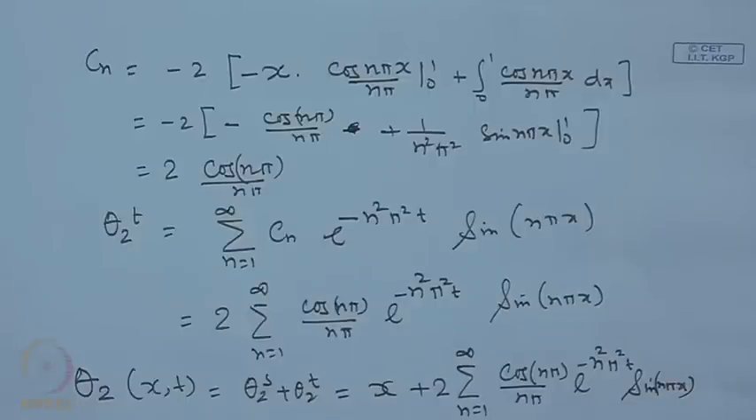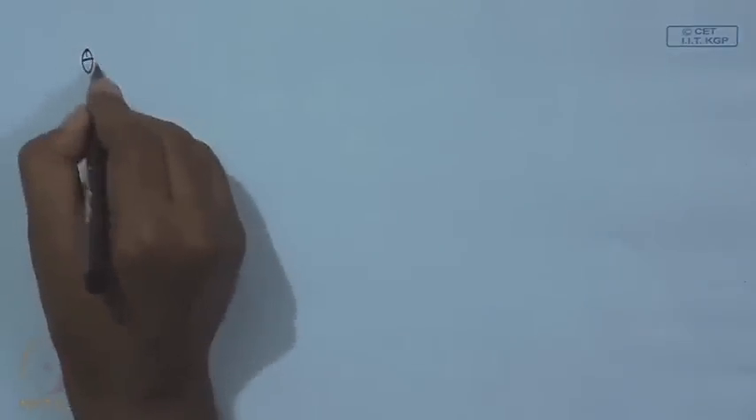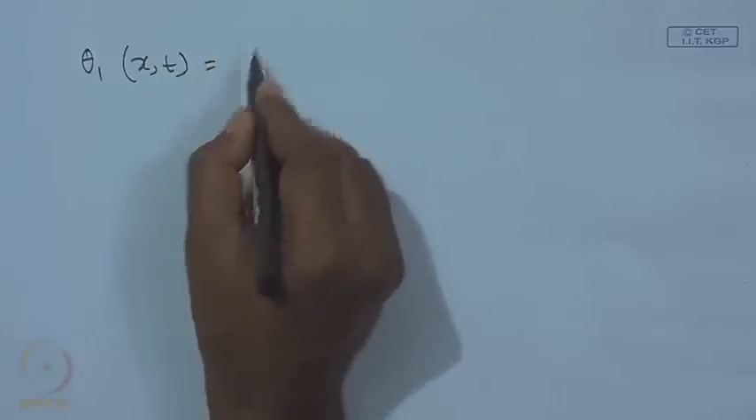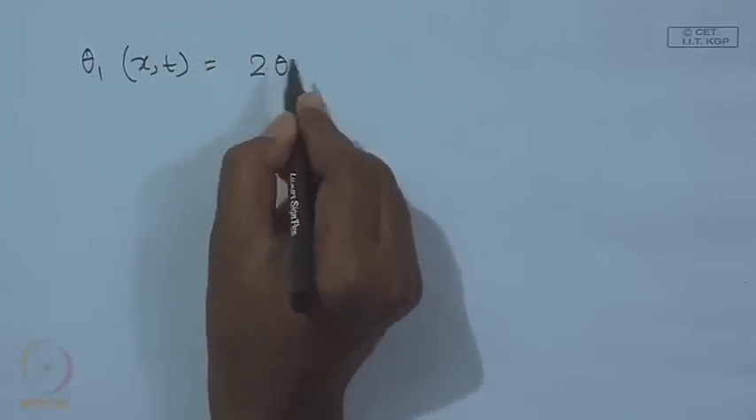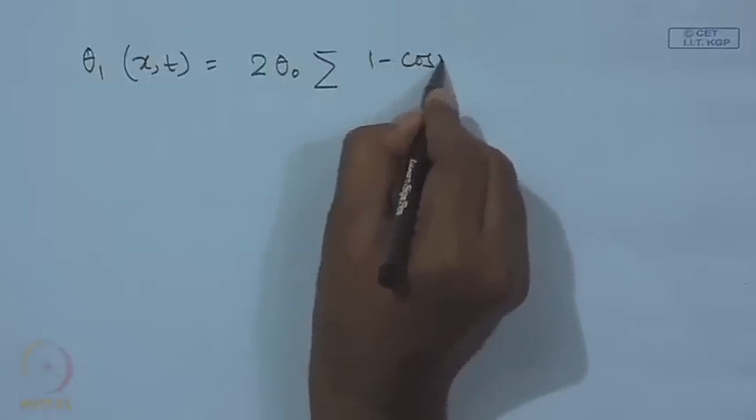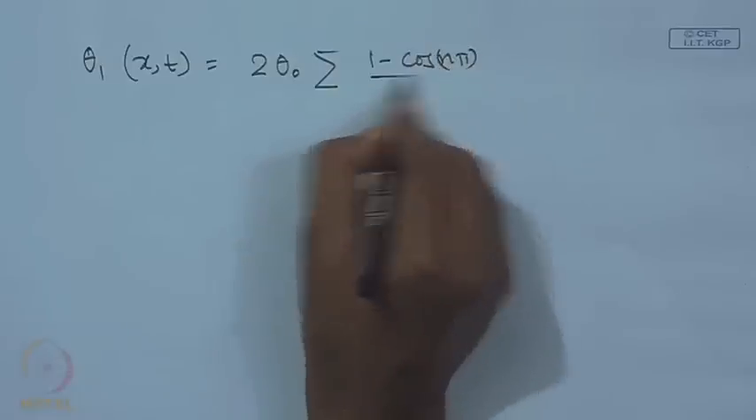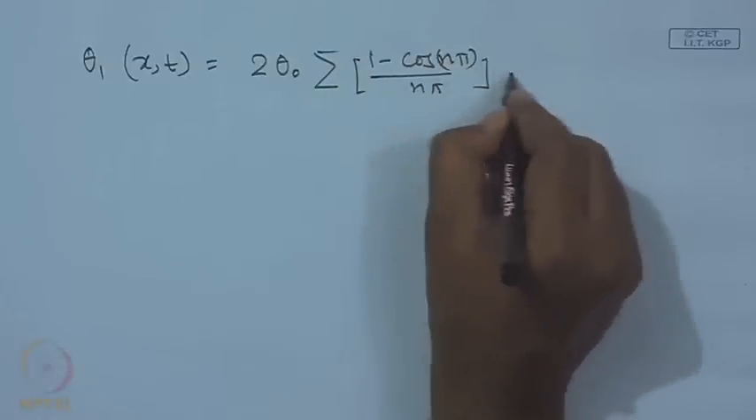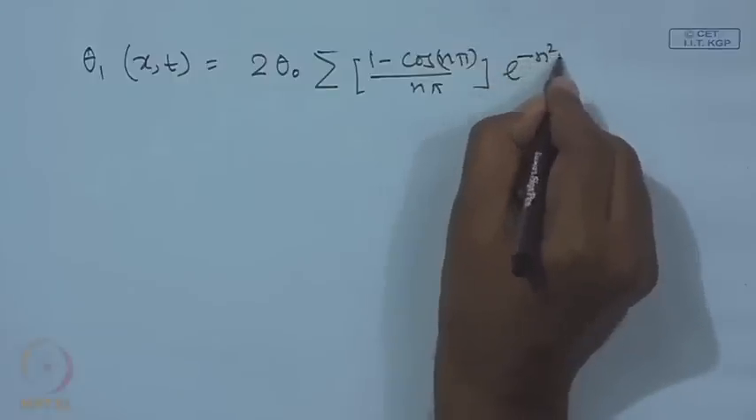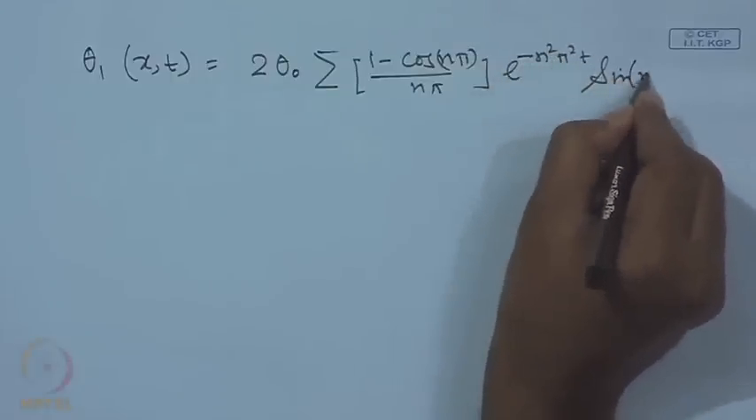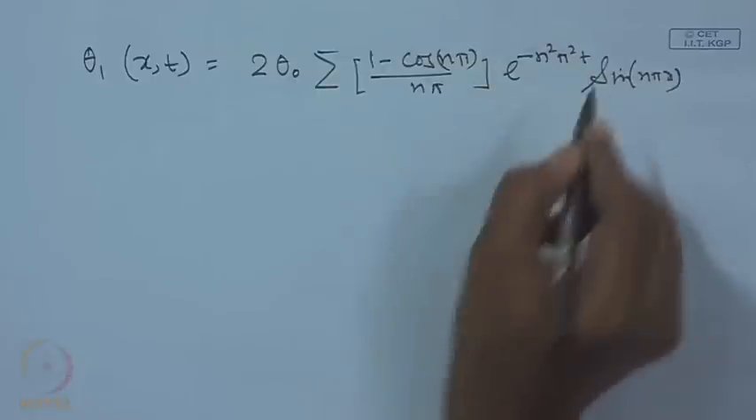And we have already got the solution of theta 1. If you remember, the solution of part theta 1 as a function of x and t is equal to 2 theta naught summation of 1 minus cosine n pi divided by n pi, e to the power minus n squared pi squared t, sin n pi x. This t will basically be tau.